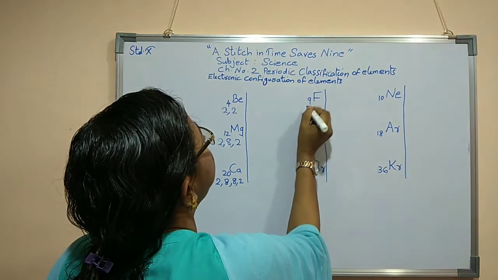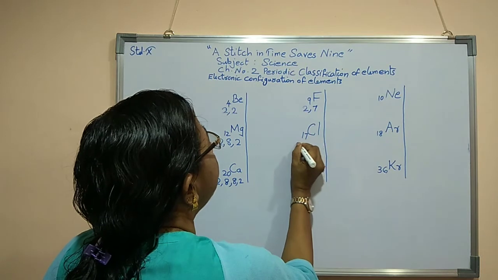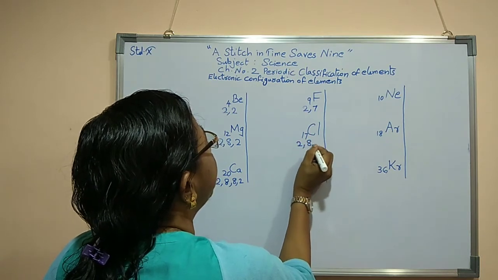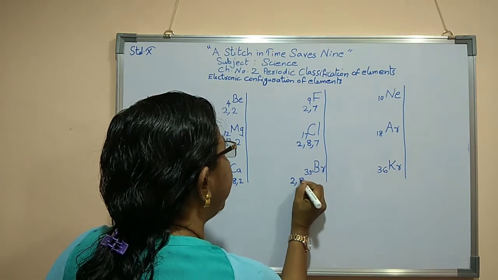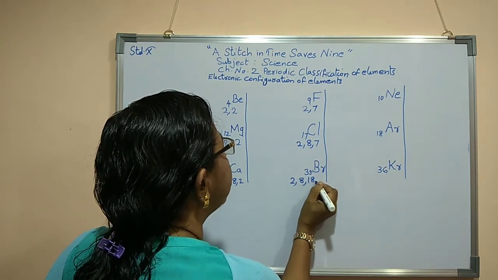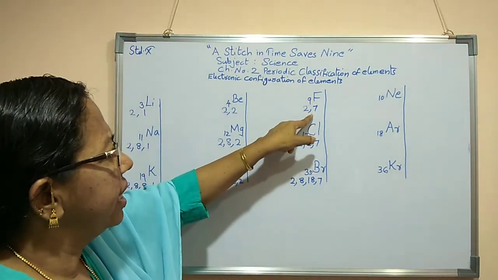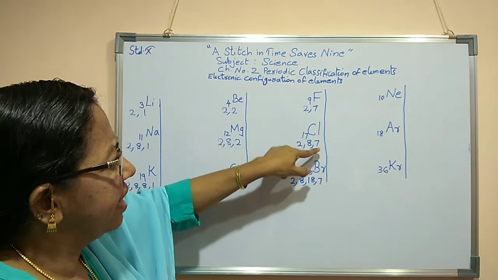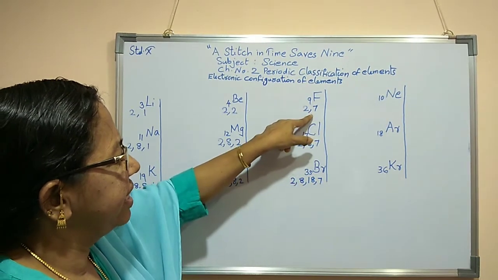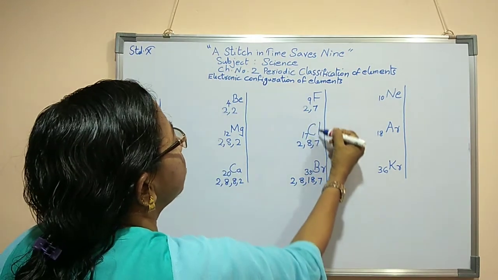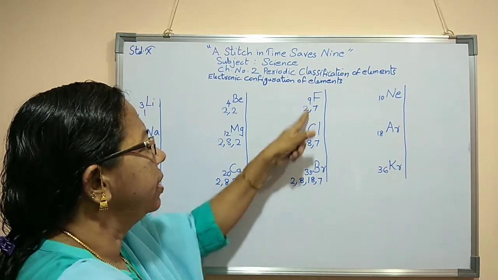Electronic configuration of fluorine is 2, 7. Here chlorine 2, 8, 7. Here bromine 2, 8, 18, 7. Now when you compare, you can see that the outermost orbit has 7 electrons. You can see everywhere, each and every element has 7 electrons in the outermost orbit. So this is the speciality of the 7th group.